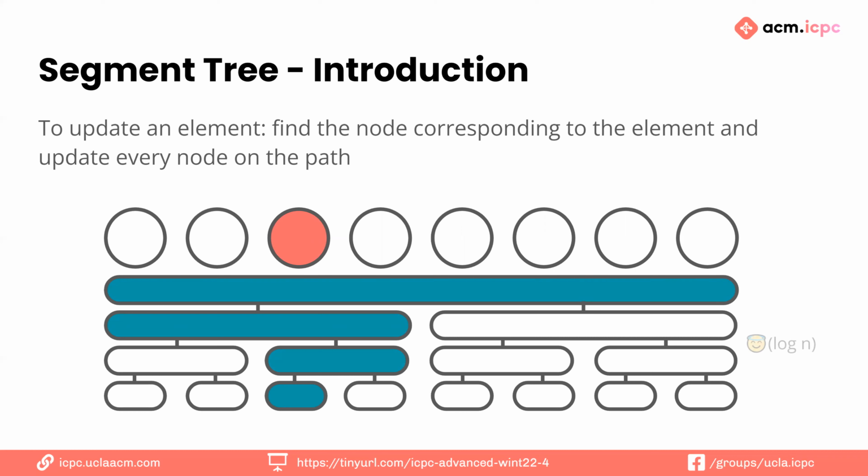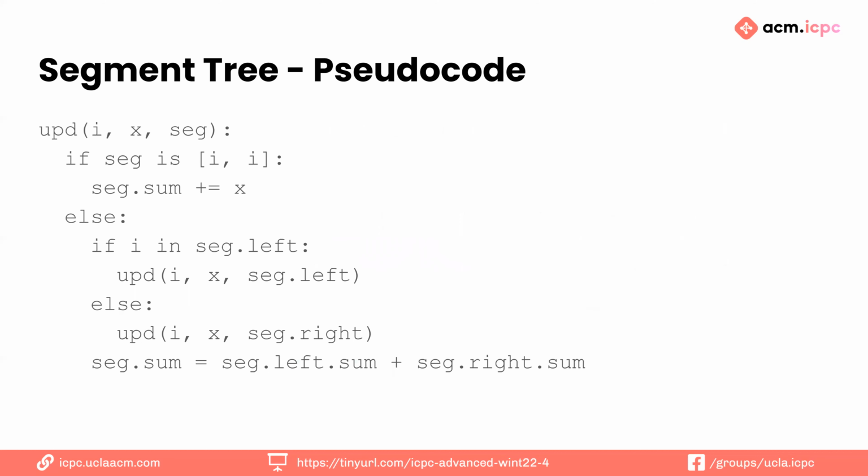To show that in pseudocode, this is also O(log n) because you just go down and go back up. If your segment represents that single element, then you add x to the sum. Otherwise, you choose the branch that has that index to recurse. Then after that, you update the sum of your current node with the updated sum of your children. Does this slide make sense?